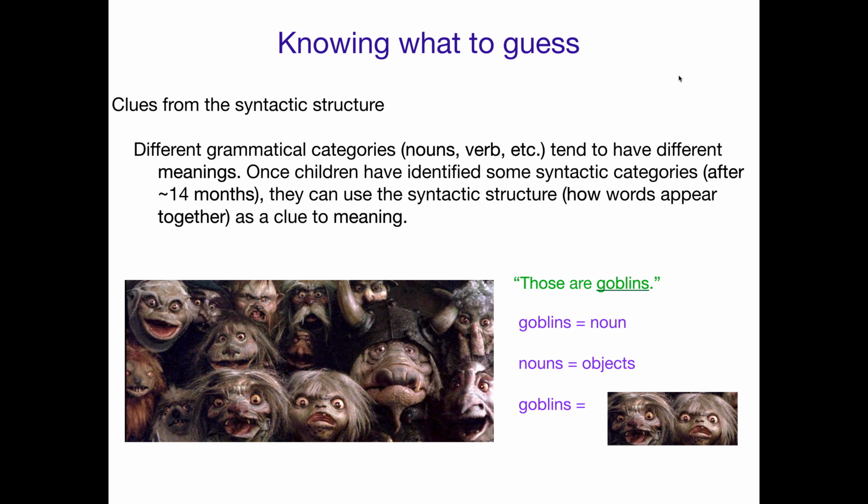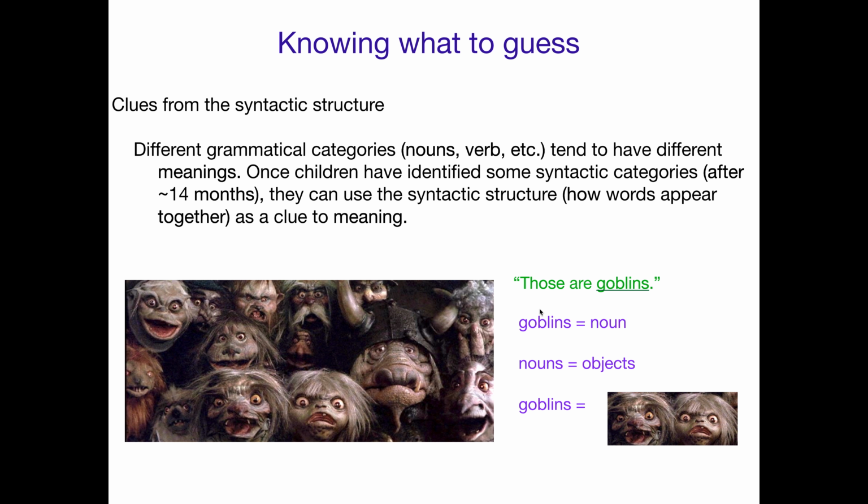Other types of clues from the syntactic structure involve figuring out, well, honestly, it means it's the syntactic structure itself that's giving you the clue as to the word meaning. That's the simplest way to think about it. And once children have identified some syntactic categories, which we think is starting to really occur after 14 months, they can use the structure, how words are appearing together, to figure out what category of word that is, so therefore what type of thing it tends to refer to.